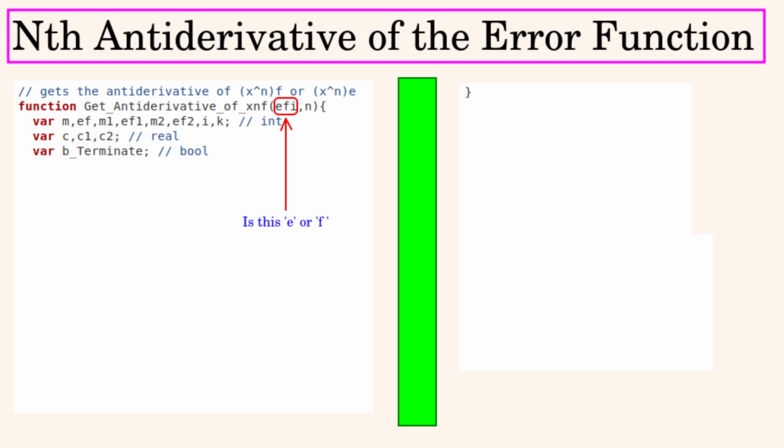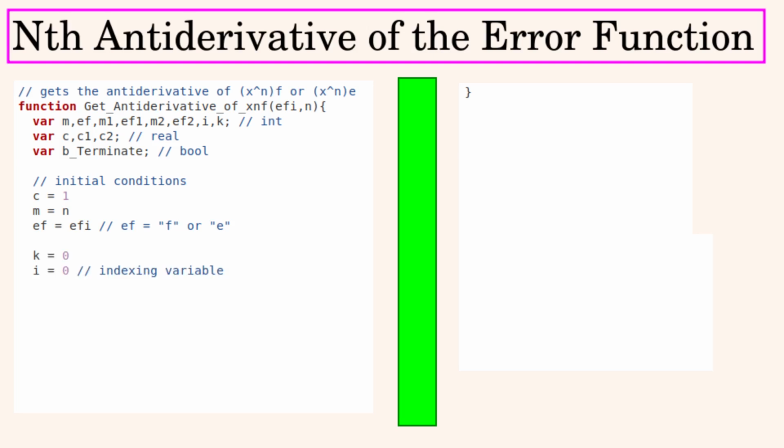It was originally only meant for the first type of term, but expanded for x to the power of n multiplied by e. The power of x is passed by the parameter n, and whether it is multiplied by e or f is passed by the parameter efi. So we'll set the initial quantity that we want to antidifferentiate here.